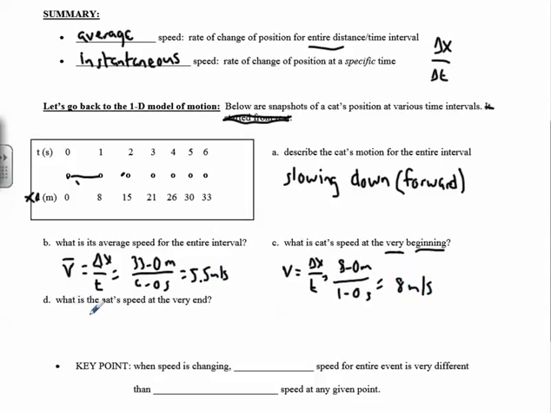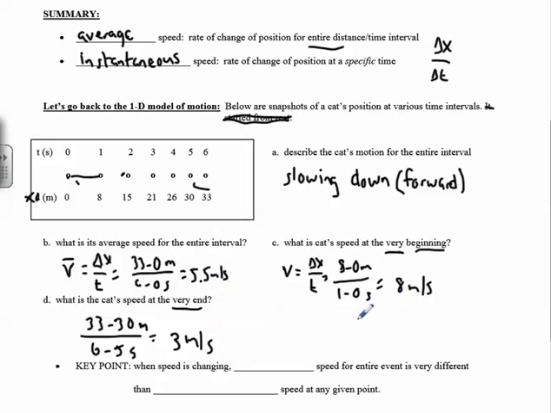And then we should expect the opposite at the very end. So at the very end, which is the last time interval here, we've gone from 30 to 33. So the change is 33 minus 30. And again, it's 1 second, 6 minus 5. And so we have 3 divided by 1, 3 meters per second. Okay, so the instantaneous speed at the end is less than at the beginning, good, and the average falls between these two extremes.